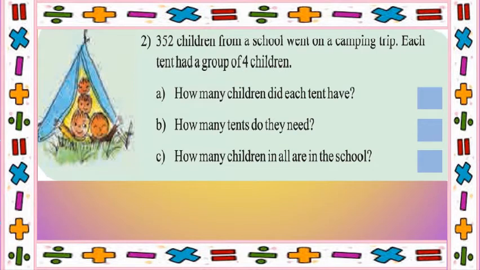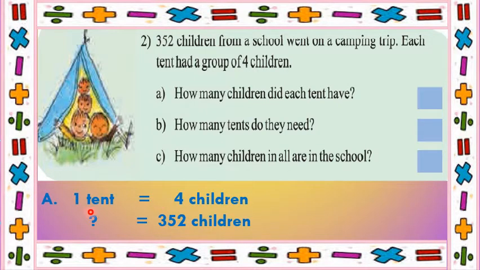Second question, 352 children from a school went on a camping trip. Each tent had a group of 4 children. So option A, how many children did each tent have? B, how many tents do they need? And C, how many children in all are in the school? It is given that in one tent 4 children are there. Then in how many tents will 352 children be there? Option B matches the best. So the correct answer is option B. So put a tick mark there.